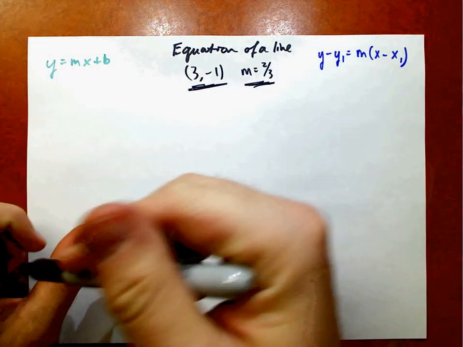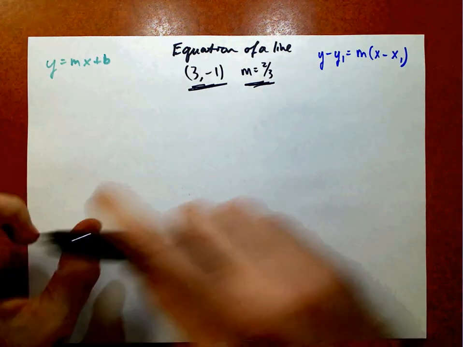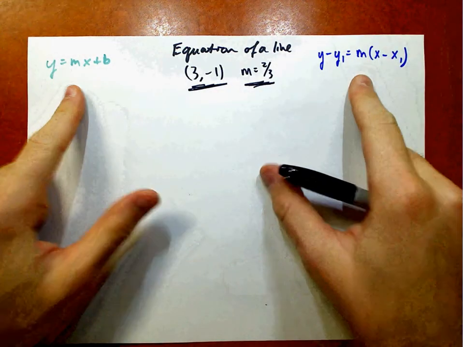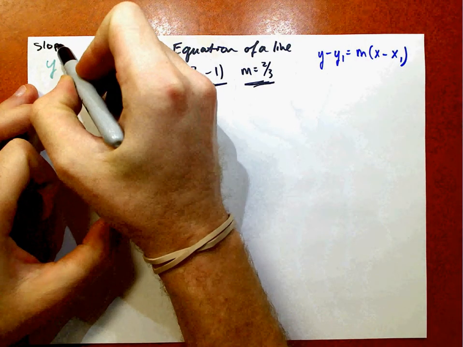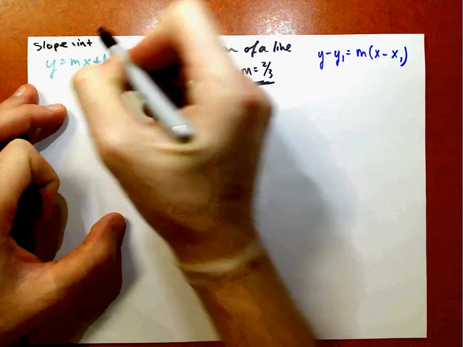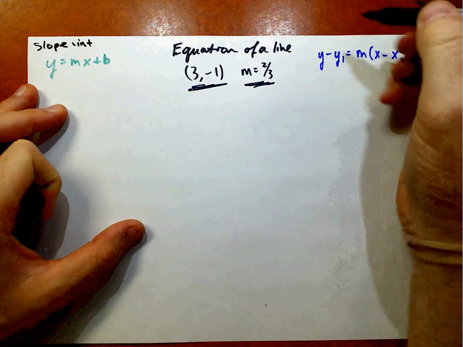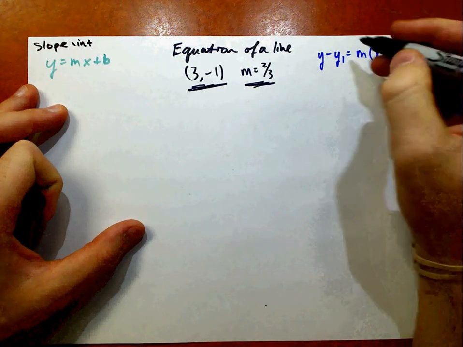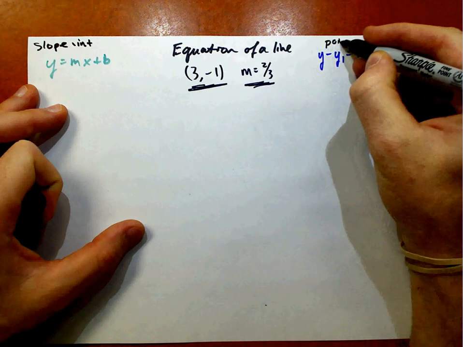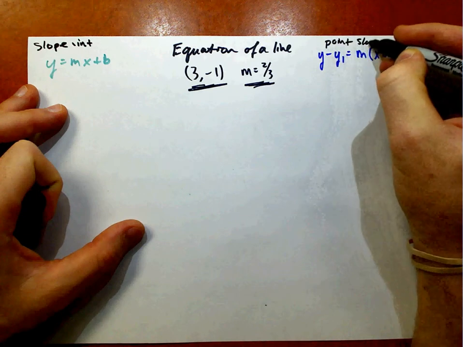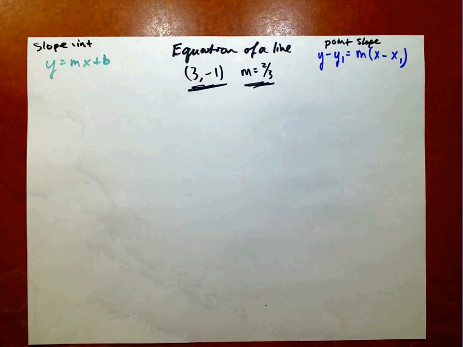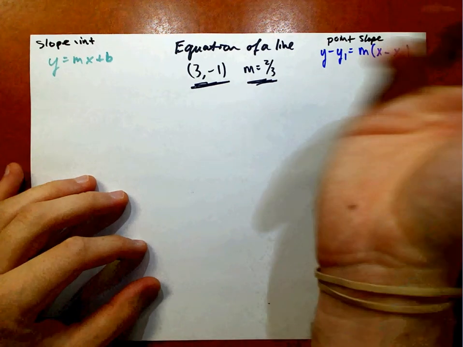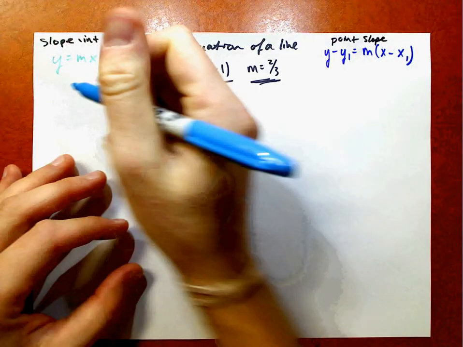So recall that you can use either form that you want. You can use the slope-intercept form, or the point-slope form. Either one that you prefer is acceptable. Let's do it over here in slope-intercept form. That way my hand doesn't get in the way and smear the writing.